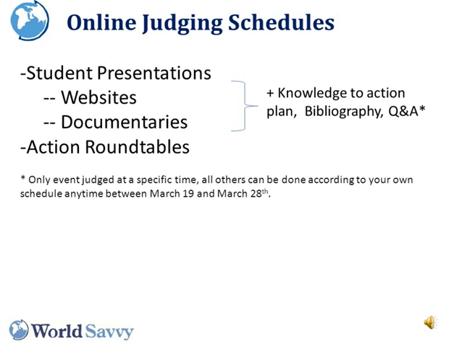On March 19th, you will receive an email inviting you to log in to the online scoring system to access the links for the student documentaries and websites you will be judging. You will also be notified about the time of your Q&As, which will be scheduled according to your availability based on an online survey you have been asked to complete. This system will also tell you which action roundtables you will be judging. The next slides will go into a bit more detail about what is involved in judging each of these events.